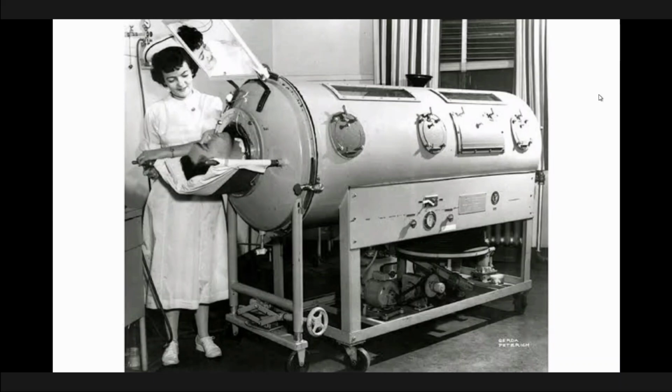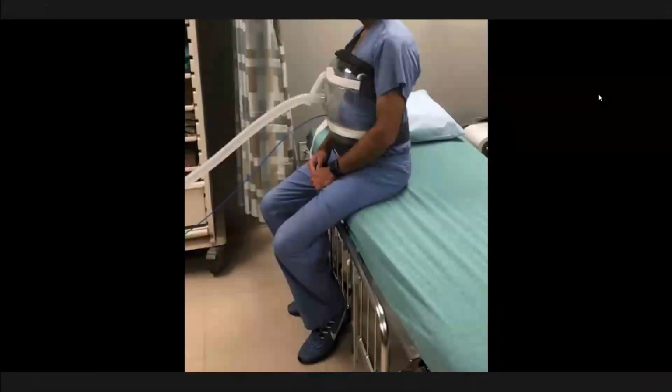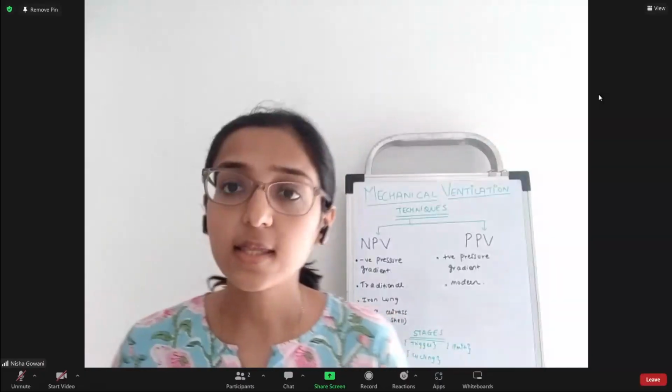Let's have a look at the second type of device that is used for negative pressure ventilation. Here you can see a patient who has a device wrapped around his chest. This is a chest cuirass, or a chest shell. The advantage here is that the patient can move around freely. His hands and legs are completely free. He can be mobile, unlike with the iron lung. This chest shell also uses the same concept of negative pressure ventilation, which follows the rule of creating a negative pressure gradient, because of which there is airflow into the lungs.